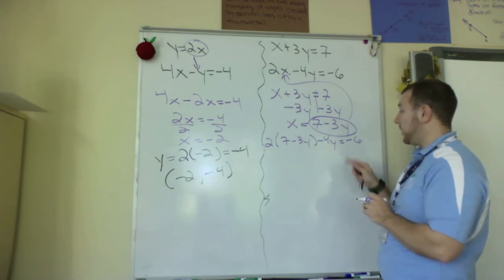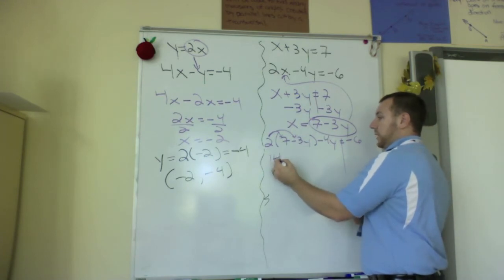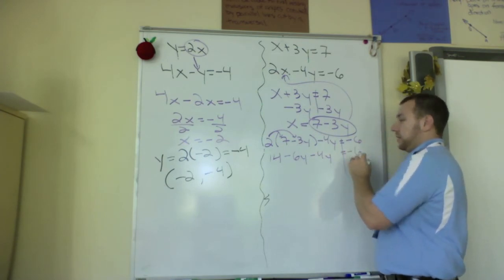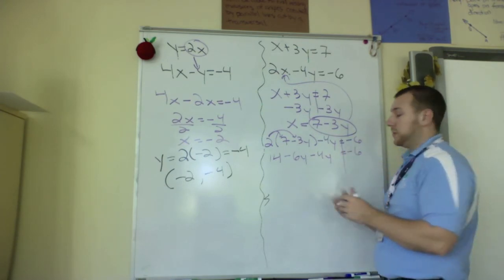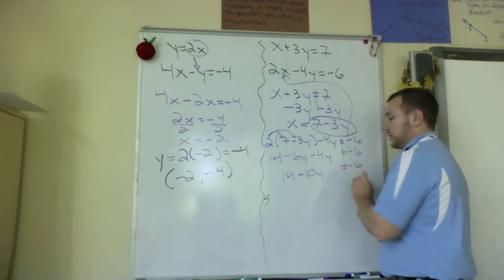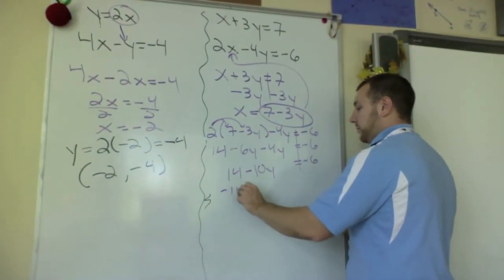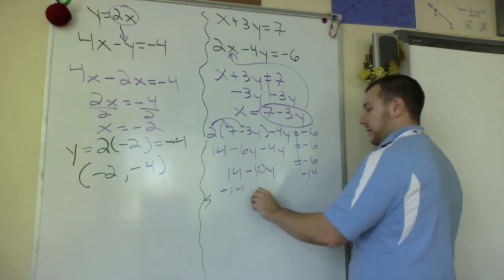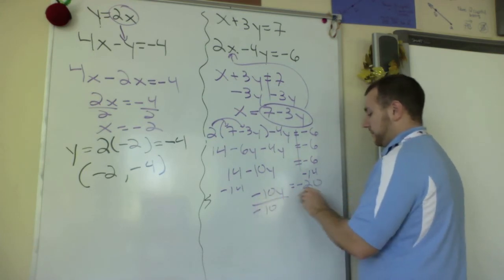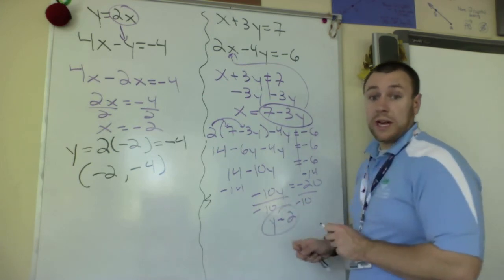Now all I have are y's. So I'm going to distribute: 14 minus 6y minus 4y equals negative 6. Combine my like terms: 14 minus 10y equals negative 6. Subtract 14 from both sides: negative 10y equals negative 20. Divide by negative 10: y equals 2. So I got y.